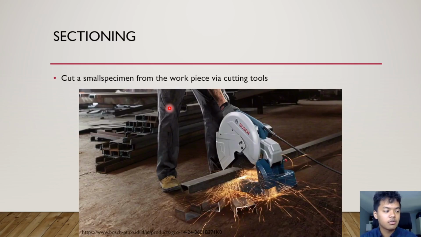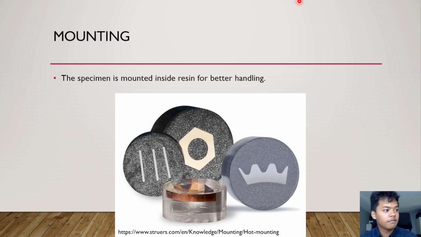First, sectioning. I think this is best explained with an example. Say you want to examine the materials of an engine block. If you were to put an engine block under a microscope, that would be very difficult. So what you do is you cut a small specimen from the workpiece via a cutting tool, for example, a big saw. Next, we have mounting. The specimen is mounted inside a resin for better handling, as shown here. This will make sense soon.